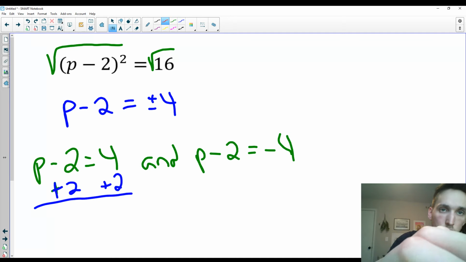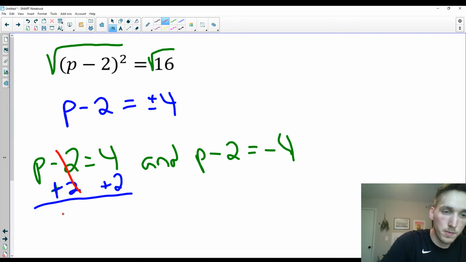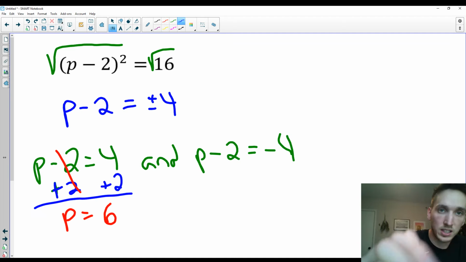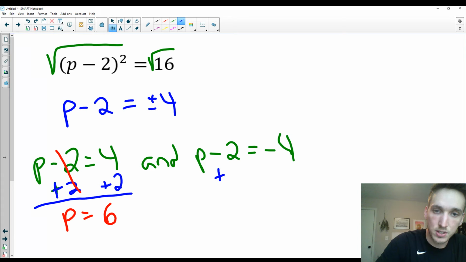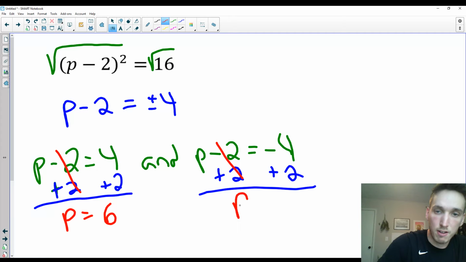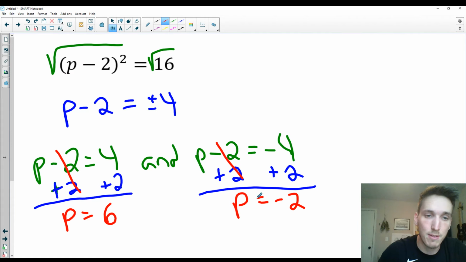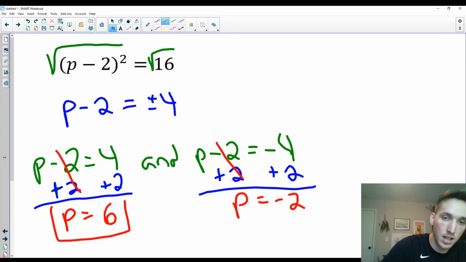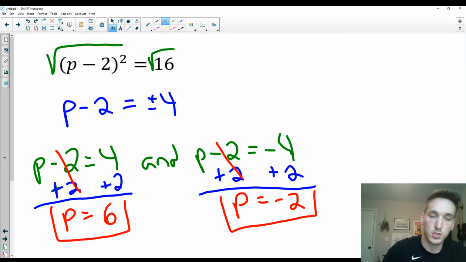And I'm left with minus 2 plus 2 is 0. So I have p equals 6. Got to do the same thing to this equation. Add 2 to both sides. Minus 2 plus 2 is 0. And I have p equals negative 2. So if you notice here, we didn't have a plus or minus situation in our answers. We had a positive 6 and a negative 2. We have 2 different answers here. P equals 6, P equals negative 2.